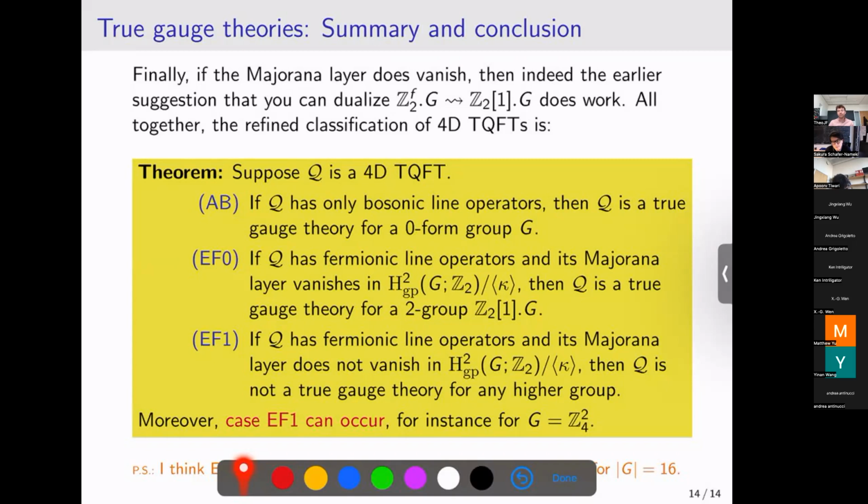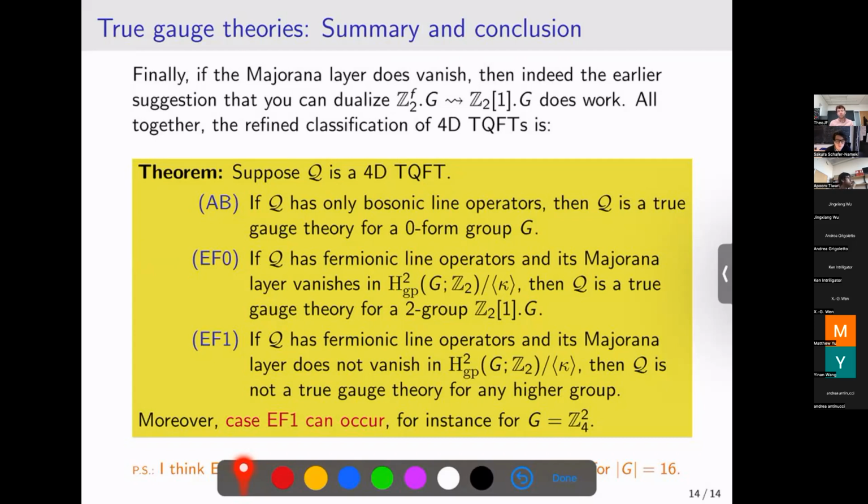But it is a gauge theory. It is just a sum over G bundles, well, in this case, over GF bundles. But what's interesting is that this Majorana layer obstructs it from being a true gauge theory as a bosonic, as an oriented theory. Yeah. Okay. Thank you.